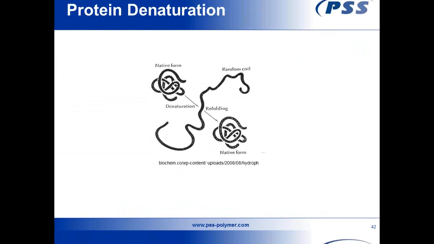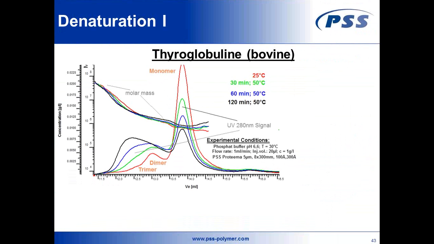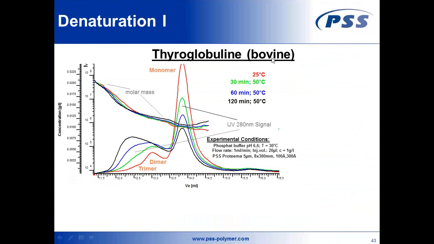And what happens is what I'm going to show you here. At the very beginning, at 25 degrees Celsius, we had our protein indicated by this red colored line. We had the monomer, the dimer, and the trimer. And then we heated up our protein 30 minutes to 50 degrees, 60 minutes to 50 degrees, and 120 minutes to 50 degrees. And as you can see, under these given experimental conditions, our monomer decreases as a function of time when heated at a certain temperature.